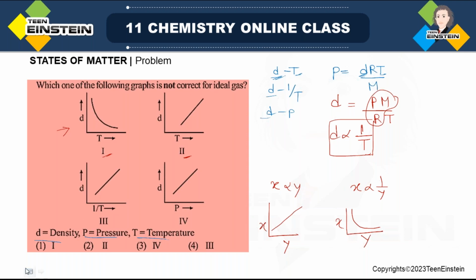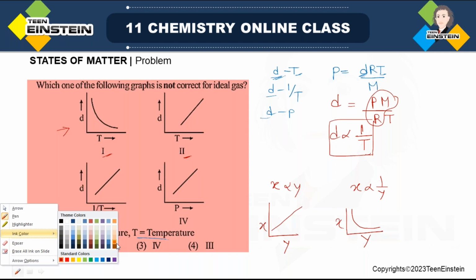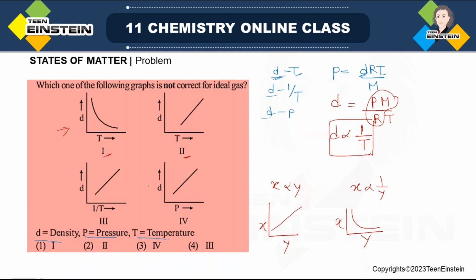But what about 3 and 4? Why are these two also correct? We will also see that. In this case, we know that D is inversely proportional to T. But if you take directly this 1 by T, suppose I am writing this equation D equal to some constant K, then multiplied by 1 by T. If you compare with y equal to mx, here D will be on the y axis, and x is directly 1 by T, x is not T, it is the inverse of T. So slope is positive. So now it will have this type of nature. So this is also correct.